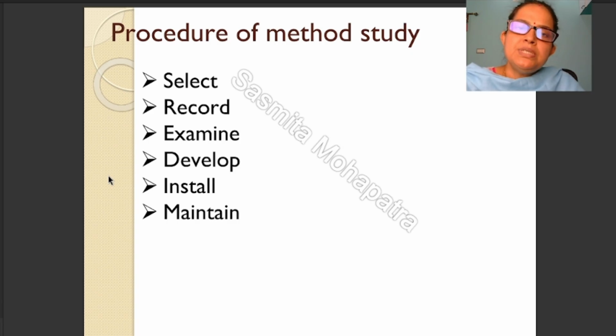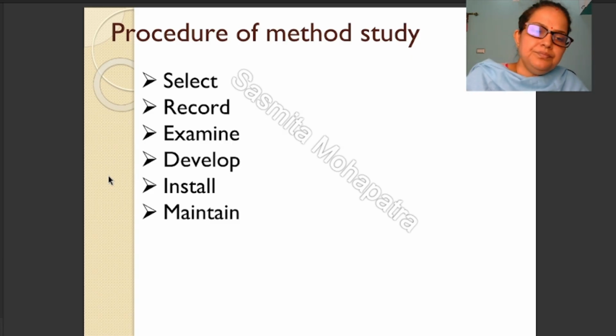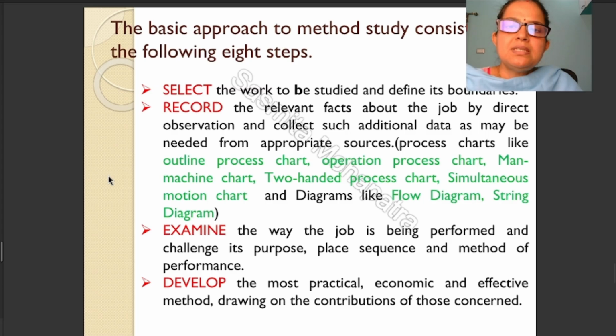Then we use the best method after analysis. And we need to maintain those steps we have now applied to the job or the process of operation. So these are the basics of method study consisting of the following steps. This is 6 steps actually. It's wrongly written as 8 steps. So those 6 steps we are going to see.